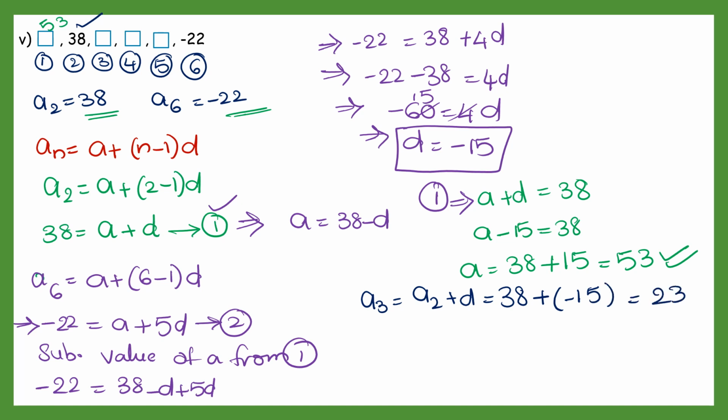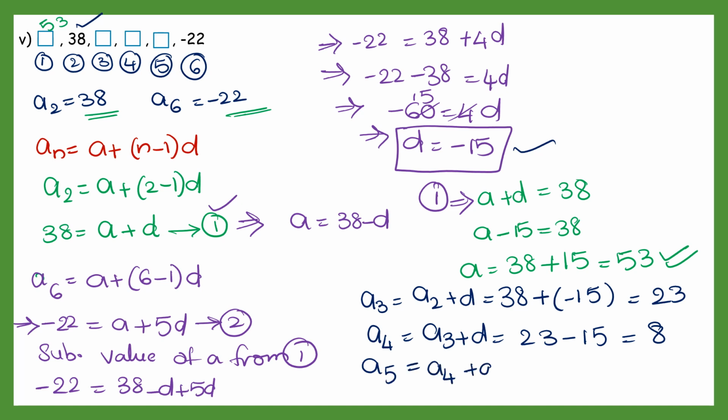Now the fourth term. The fourth term is the third term plus the common difference. So 23, and the common difference is minus 15. Plus into minus you get minus again. So you get 8. Next, the fifth term. The fifth term means the fourth term plus the common difference. The fourth term is 8. 8 plus minus 15 means plus into minus you get minus again.